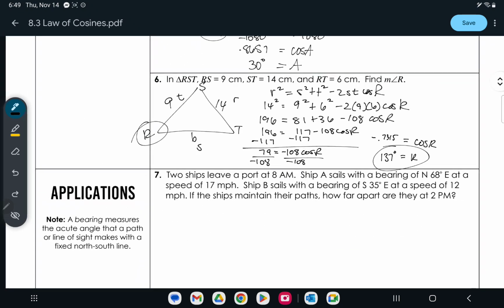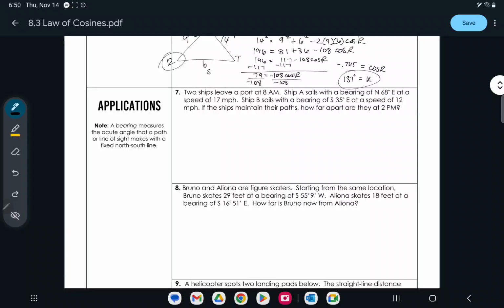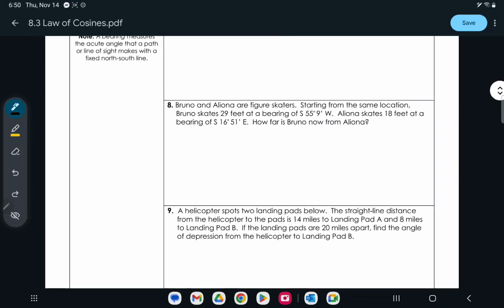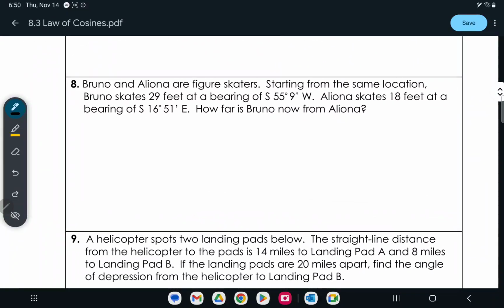All right. Let's look at one word problem. How about we'll just do the middle one. We have some figure skaters. So they start from the same location. Okay, let's say they start here. Bruno skates 29 feet at a bearing of 55 degrees, 9 minutes southwest.